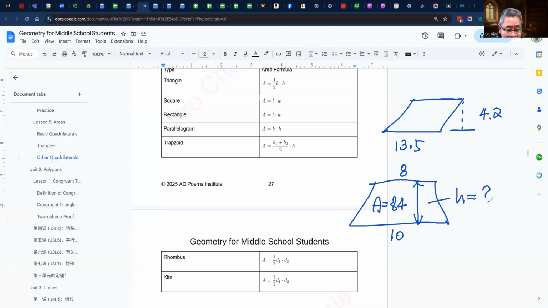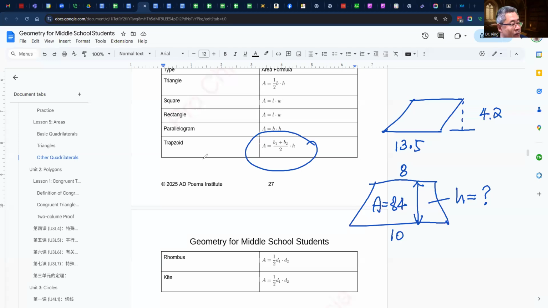Okay, so we're going to use the formula to help us solve for that, right? We got the trapezoid formula here. It's basically solving a linear equation. Very good. Good job. That's what it is.